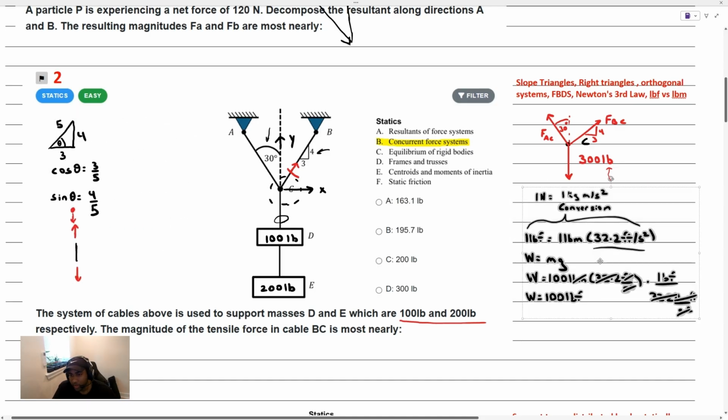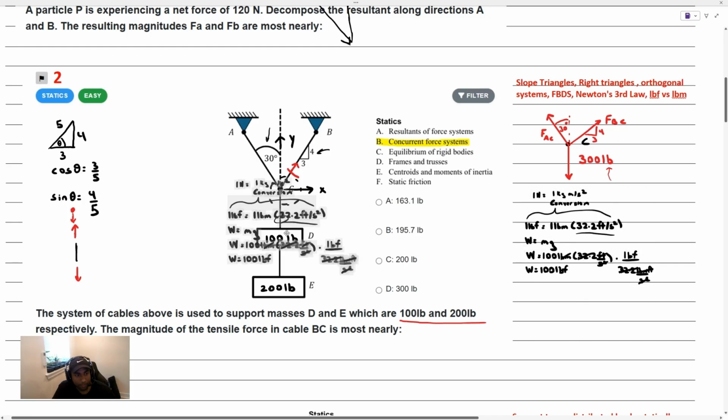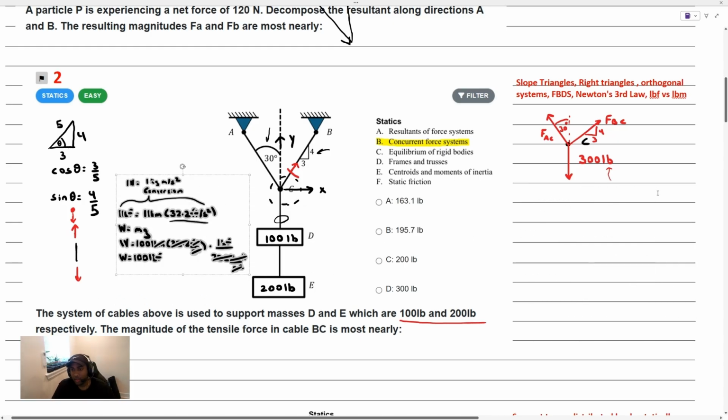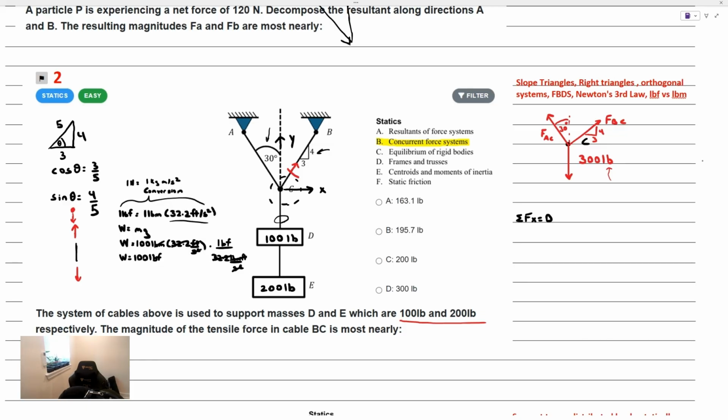I'm going to move all this stuff over so we can write down the two nice clean equations here. Let's start off with the sum of the forces in the x direction. The sum of the forces in the x direction here must be equal to 0. So if we sum the forces in the x direction, we're going to get a positive FBC times cosine theta, which is 3/5 here, so FBC 3/5 component, minus FAC, which is pointing to the left side, that's sine of 30 degrees. That must be equal to 0.